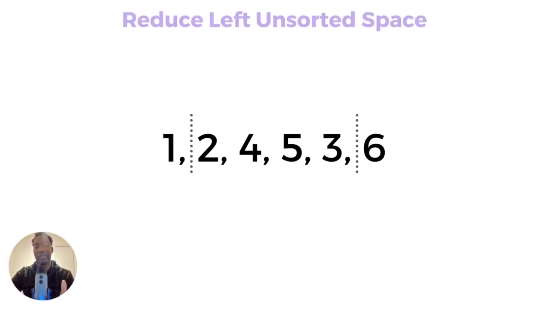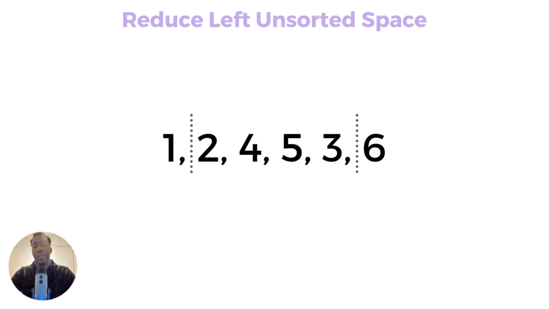left unsorted space. Now, if you notice, the unsorted space is getting smaller. And that's the whole idea here, is that as you go back and forth, you are reducing the space that is unsorted. So now this means that the 1 on the far left is in its sorted position. It's not going to change. And in a similar fashion, the 6 on the far right is also in its sorted space.